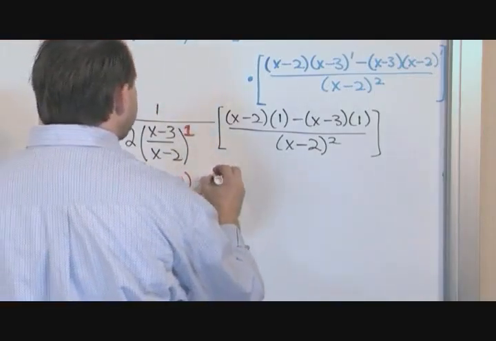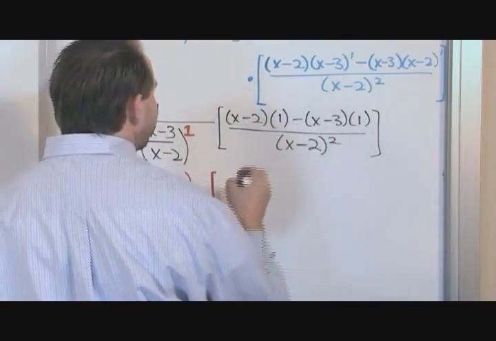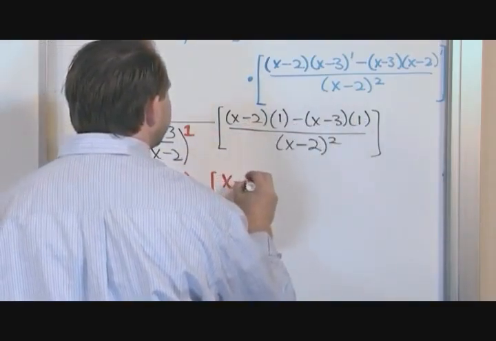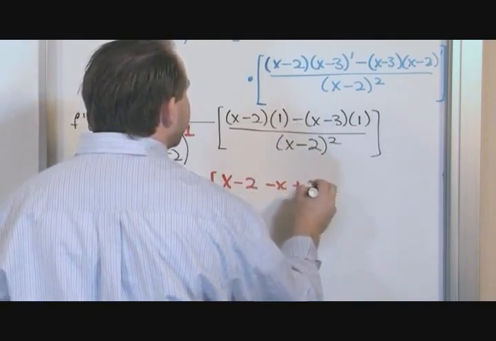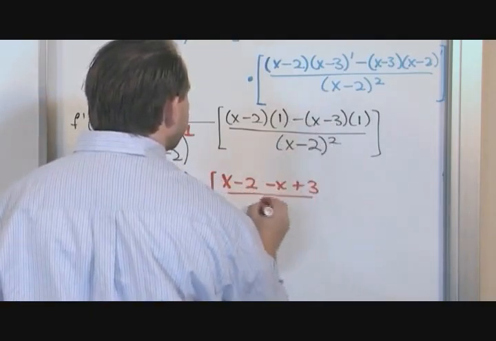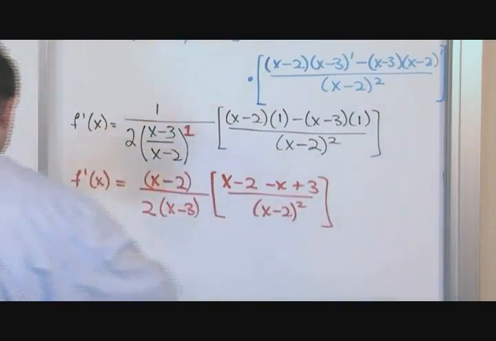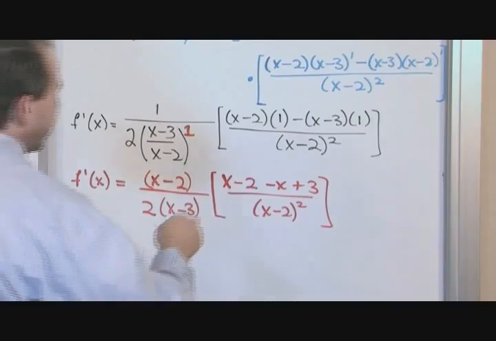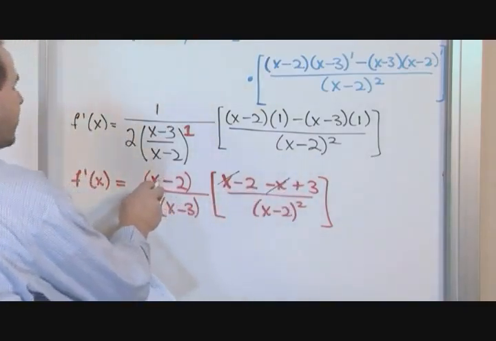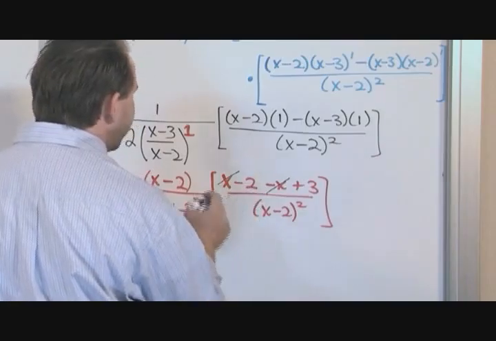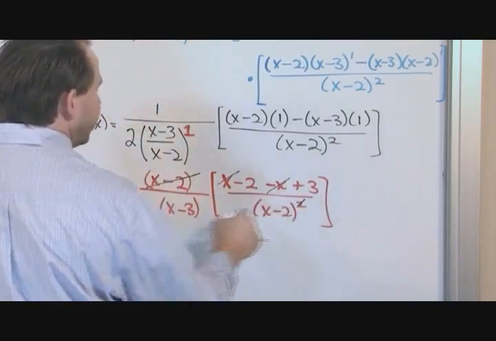All right, now in here, let's distribute these negative signs. So it's x minus 2 on the top, minus x plus 3, distributing this in, and on the bottom I'll have x minus 2 squared. Okay, so I think you can see where we're going here. We have x and we have minus x, so that's going to cancel. And now I have x minus 2 here, and I have x minus 2 squared there, so this exponent is going to disappear, leaving me with one of these on the bottom.